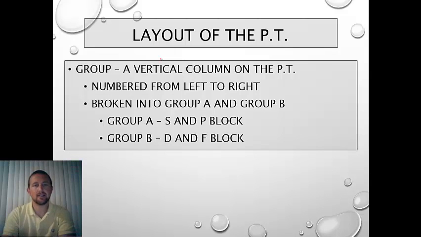Now, how is the periodic table laid out? First, it is laid out in columns. Those columns have a specific name. Those are called groups. The groups are numbered from left to right on the periodic table, and furthermore, they're broken up into two major groups, Group A elements and Group B elements. Group A elements consist of the S and the P blocks, which you have learned about, and the Group B elements are those D and F blocks towards the bottom of the periodic table.